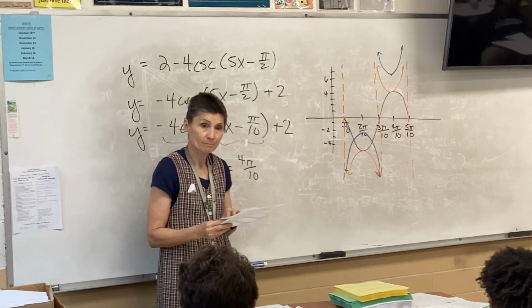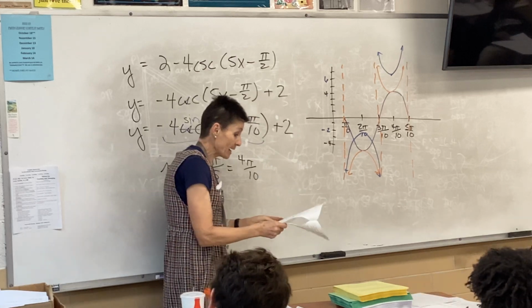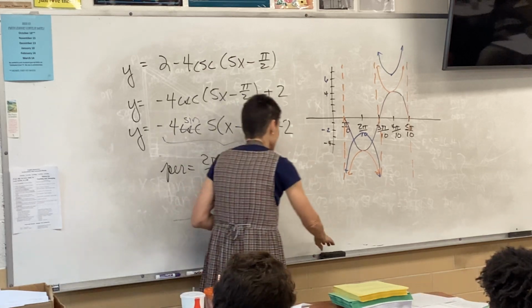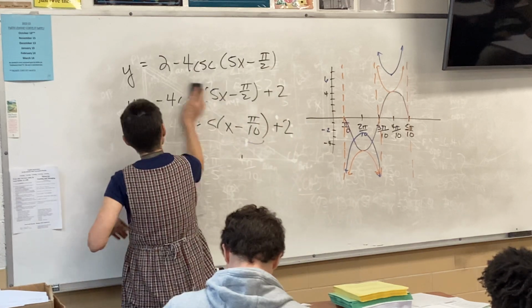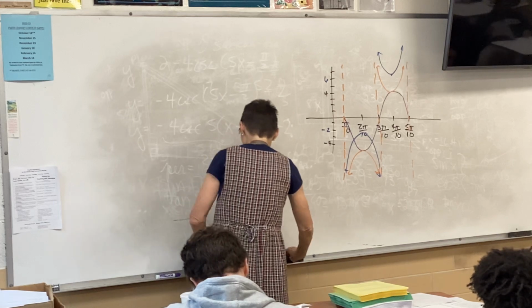All right, who else found something we need to look at? Leah? Number 12. It's kind of the backwards of what we just did. Here, the picture is given, and we're going to come up with the equation.